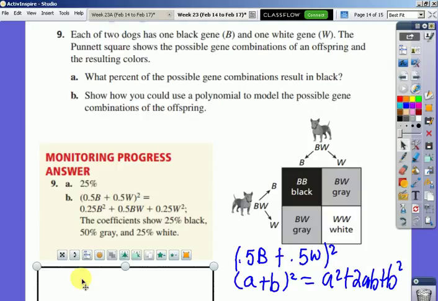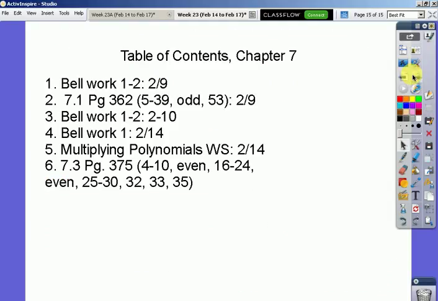All right, we like to model things in math. Okay, we're done. And now I gift you with homework. You're welcome.